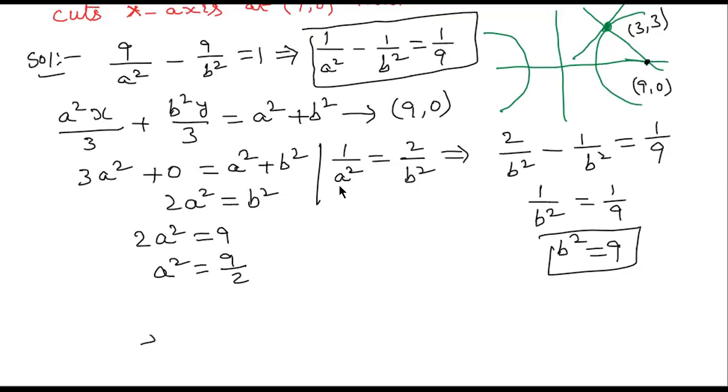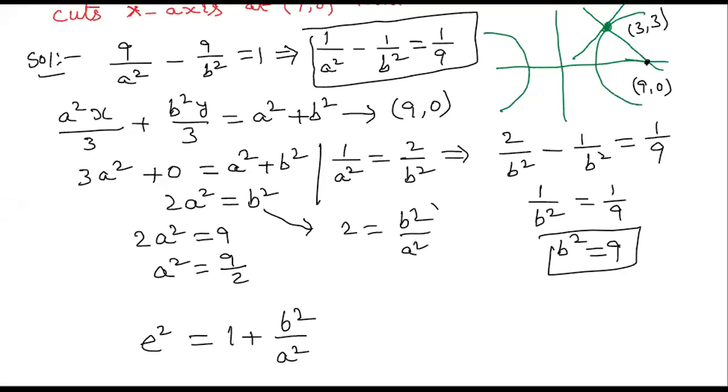Now I am going to find eccentricity, e square. What is the e square formula? E square is equal to 1 plus b square divided by a square. B square by a square means, here see that it is 2. B square divided by a square value is 2. Substitute here. 1 plus 2, that is equal to 3.